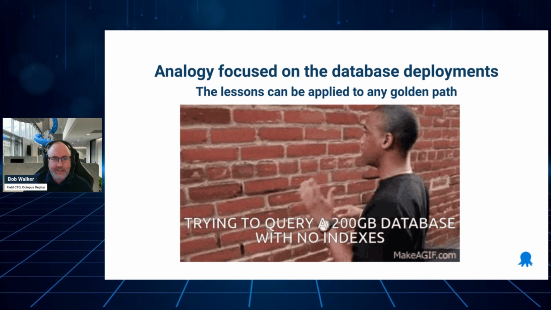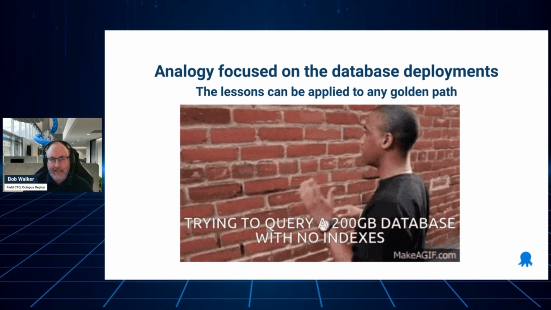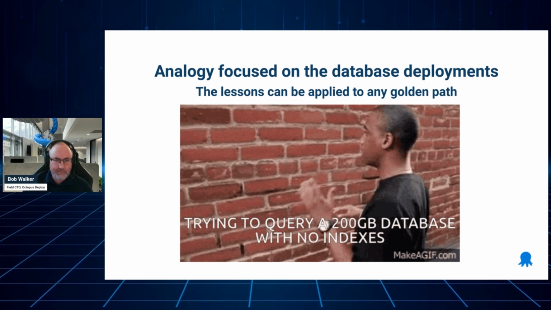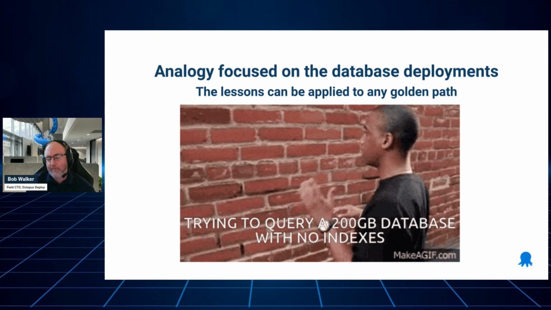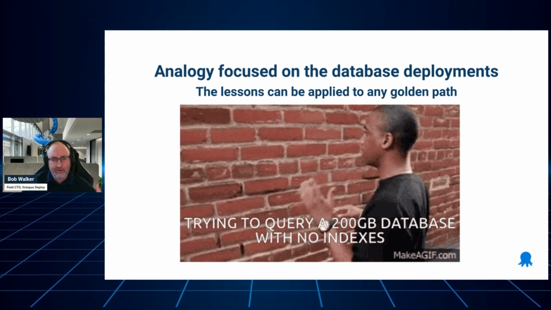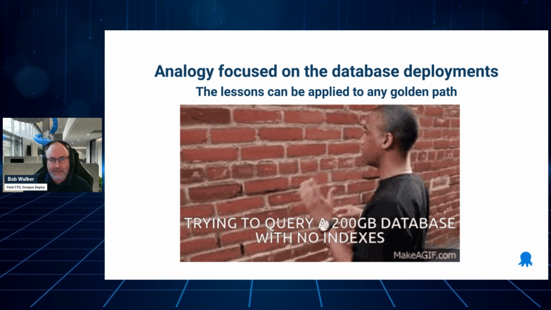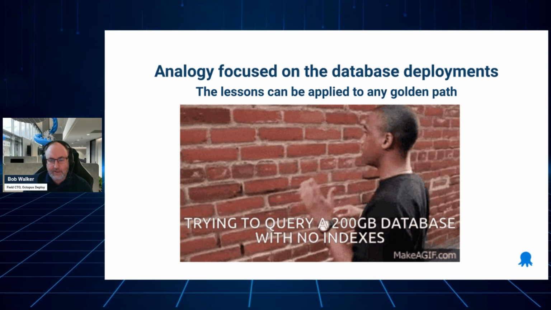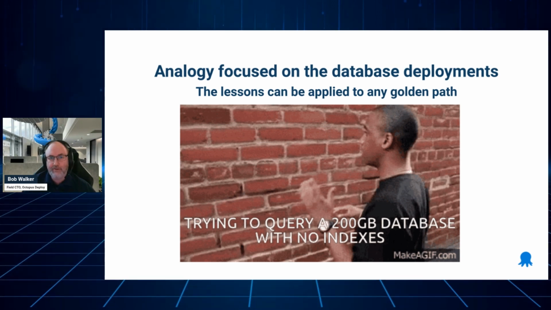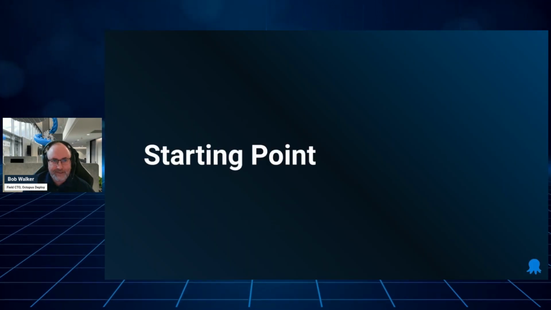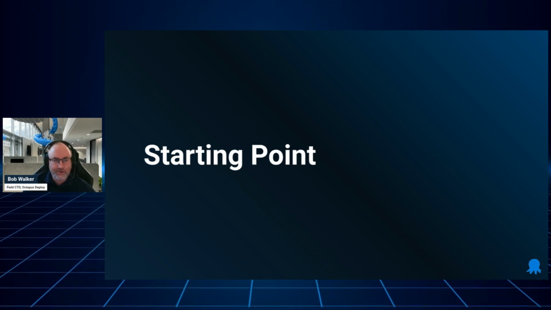Now, this is an analogy that is focused on database deployments. Really, these lessons can be applied to any golden path. Although I'm going to be talking about database deployments and you're going to hear about some of the processes that we had in place at the time, just make note that these are lessons that you can apply to your own paths and in building out your own processes. But we need a starting point for this particular story.